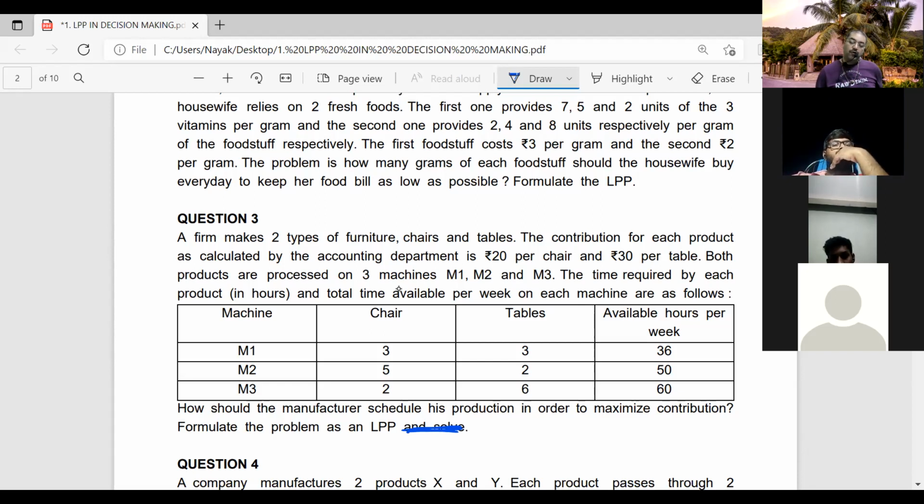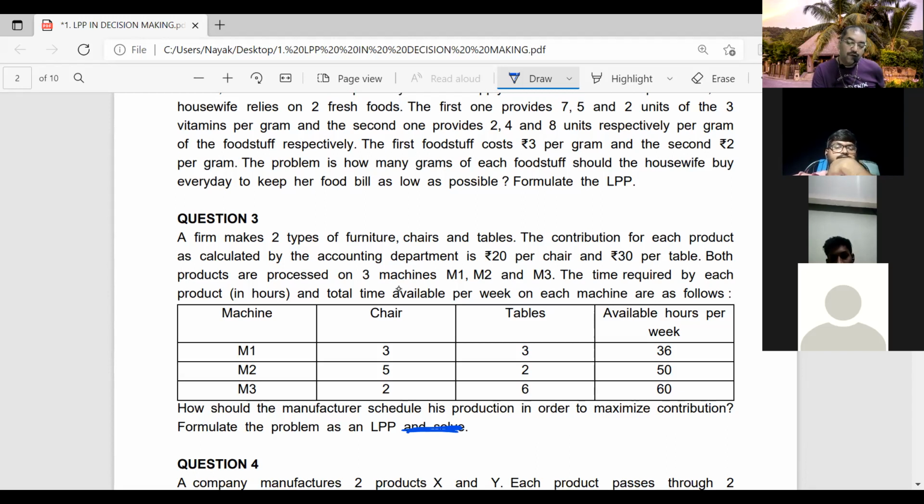So they have given you the total number of hours available for machine 1 as 36, machine 2 as 50, machine 3 as 60. And the number of hours required on each machine by the chairs and tables are also given. How should the manufacturer schedule his production in order to maximize the contribution? Formulate the problem as an LPP. Cancel that unsolved part because solving is not there.